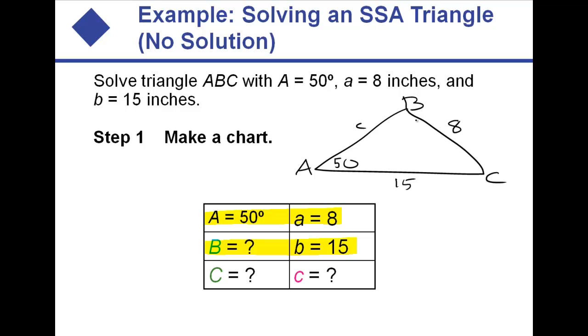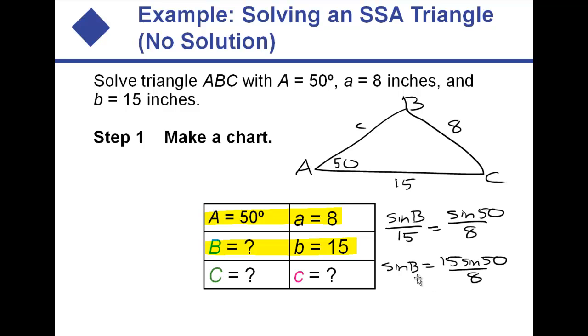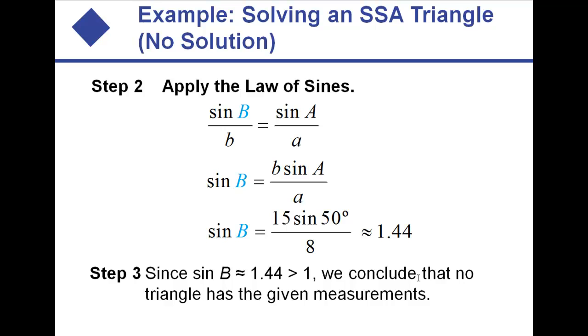But we can solve for angle B. We know that sine of B over 15 is going to be sine of 50 over 8, or sine of B equals 15 sine 50 over 8. When you do that math, as we've done over here, you get 1.44. And because that's bigger than 1, we know there's no such thing. There's no angle that we can take the sine of and get an answer that's bigger than 1. So no solution.